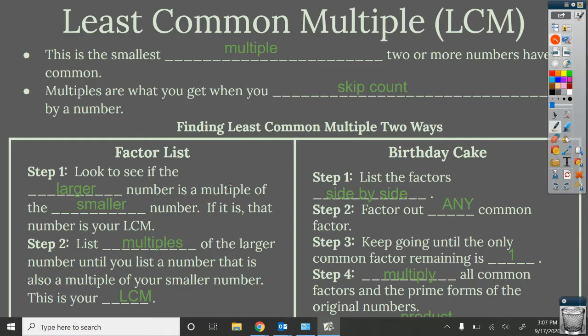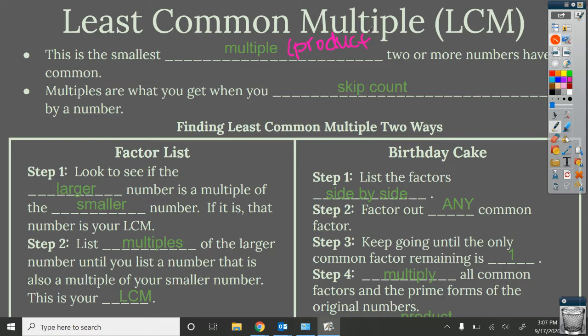So for least common multiple, to make a factor list, you're still going to see if your smaller number is a factor of your larger number, but I just reworded that today and said you're going to look to see if the larger number is a multiple of the smaller number, because if the smaller number is a factor of the larger number, that means you can multiply it by something to get that larger number. That also means that the larger number is a multiple of that smaller number, because a multiple is kind of like a product. You can think of it like a product.